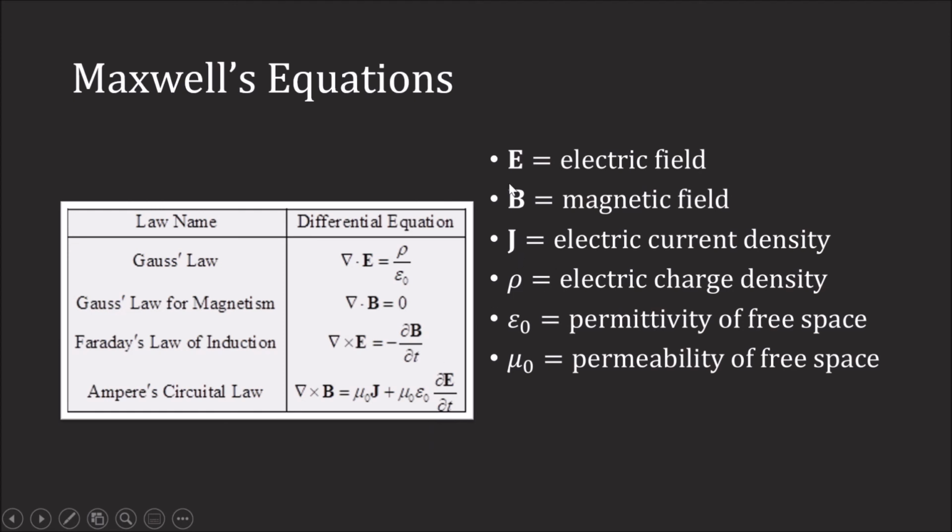And here, E is the electric field, B is the magnetic field, J is the electric current density, rho is the electric charge density, epsilon naught is the permittivity of free space. This is a fixed constant. And mu naught is the permeability of free space, which again is a fixed universal constant. So that concludes our initial look at vector fields.